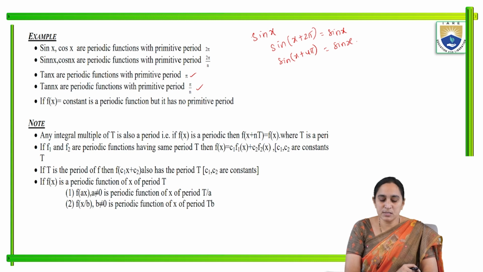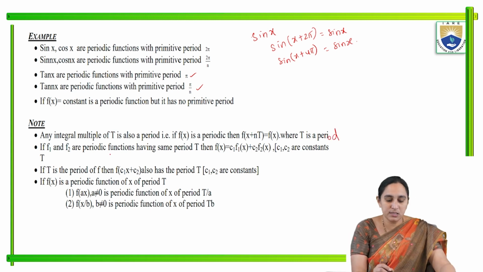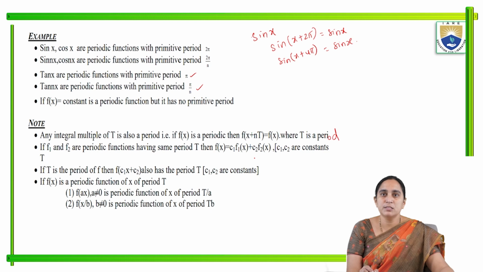If f of x is periodic, then f of x plus nt is equal to f of x, where t is a period. If f1, f2 are periodic functions having the same period t, then f of x is equal to C1 f1 of x plus C2 f2 of x, where C1, C2 are constants, also has the period t.